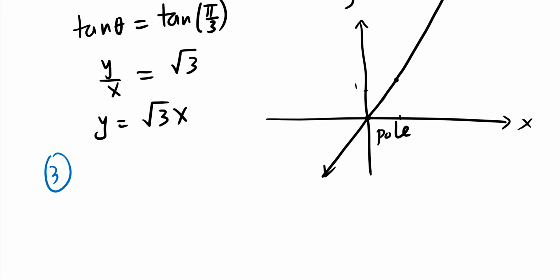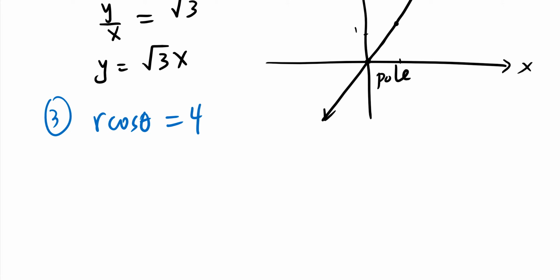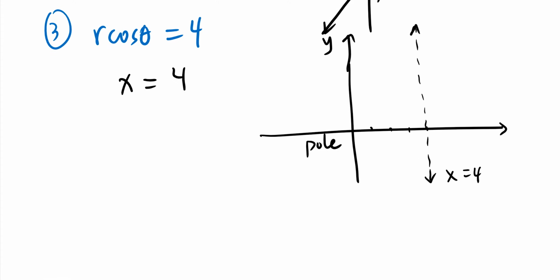What about a different kind of graph? r cosine theta is 4. r cosine theta, that reminds me of x, right? x is 4. So this means you're going to graph x equals 4. It's not just a point, that's a line. It's a vertical line, x equals 4. It's 4 units to the right of the pole. That's what x equals 4 means. So always, x equals a number is a vertical line. y equals a number is a horizontal line. So those are the straightforward graphs.